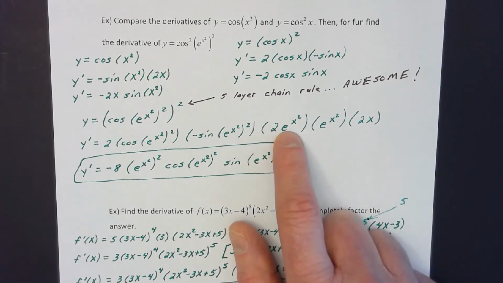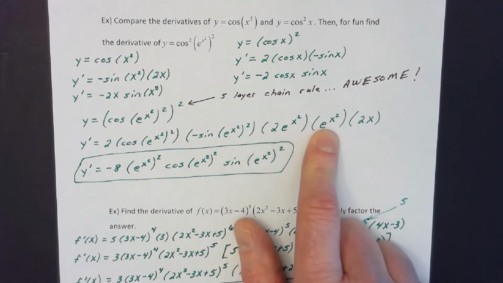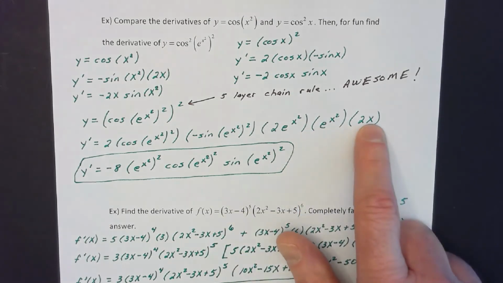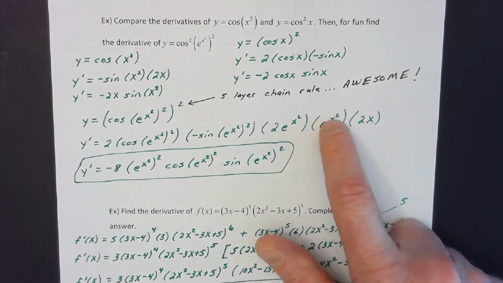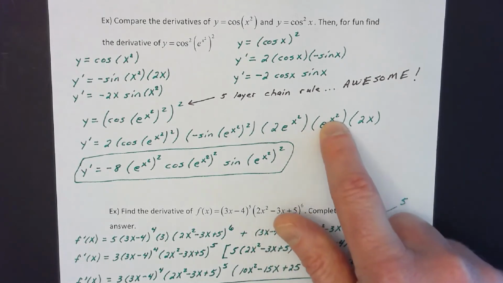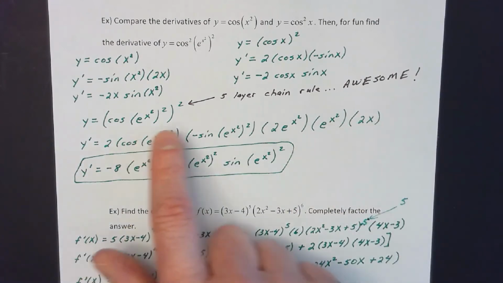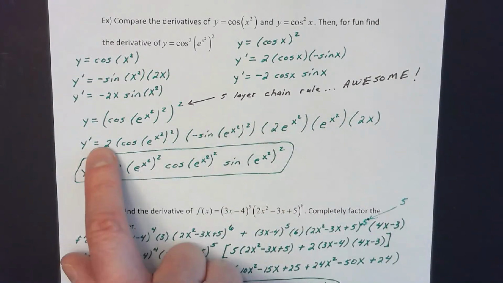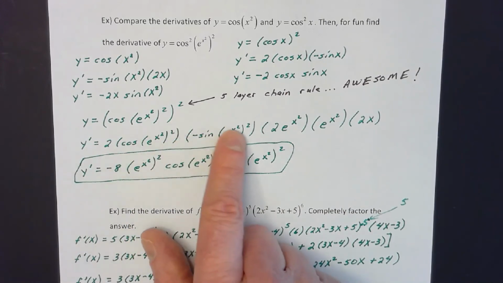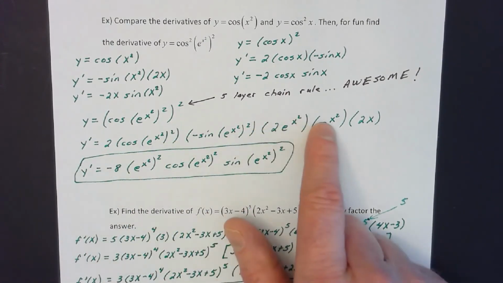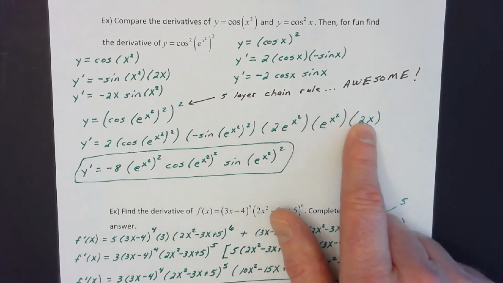Then you say, okay, now you have to take the derivative of what was inside of that group, but we know that the derivative of any exponential function is just that exponential function. So the derivative of e to the x squared is e to the x squared. But then you have to multiply by the derivative of what was inside of that exponential function. Derivative of x squared is 2x. Now please notice there should be 5 components of my derivative answer. Layer 1, layer 2, layer 3, layer 4, layer 5.